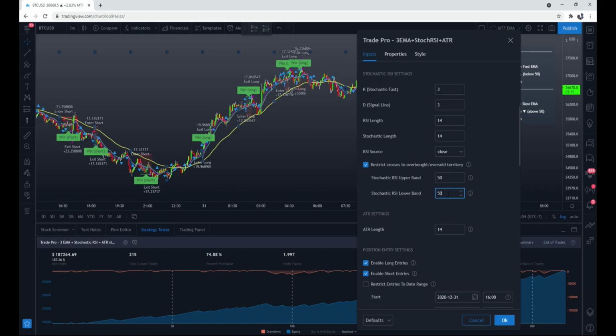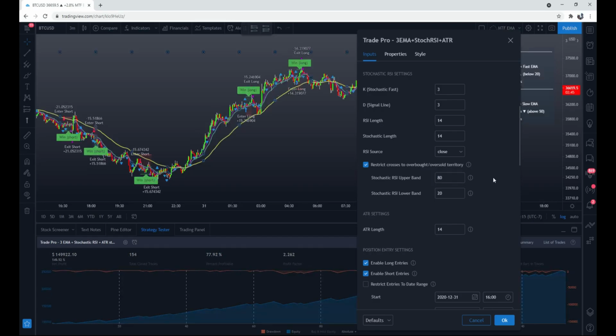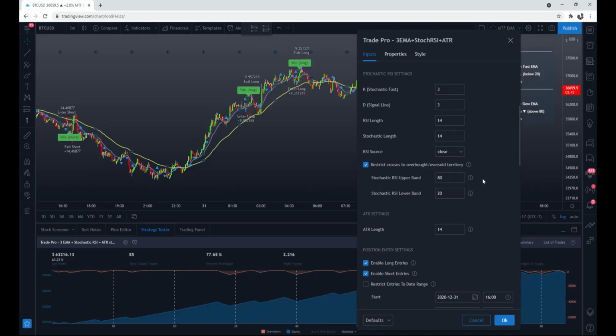So let's see what happens if we change it to the more traditional values of overbought and oversold. So I'm going to change the lower band to 20, and I'm going to change the upper band to 80, like a more traditional stochastic RSI. And as we can see, there are far less entries, but the results do get significantly better. Profit factor's up to 2.2, percent profitable 77.65%.